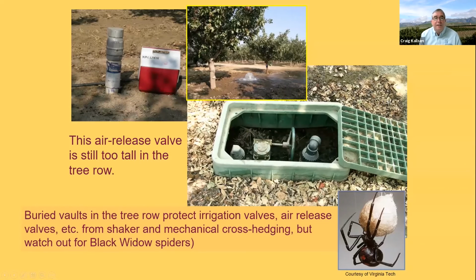Another consideration is some of the plumbing in the orchard. An example of where we were shaking these trees experimentally here, and the shaker took out the air release valve for the irrigation system. This was the top of the hill. And even when they repaired it, I still think it's probably a little high. Some people are burying a lot of these orchard irrigation valves and air release valves in buried vaults. That usually allows equipment to pass over them fairly easily, or at least minimizes damage. You want to watch out too, because these vaults are a great home for black widows.